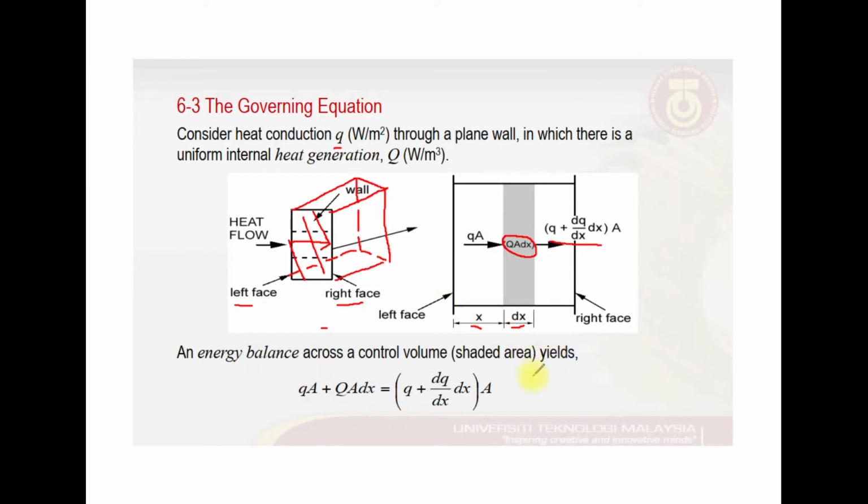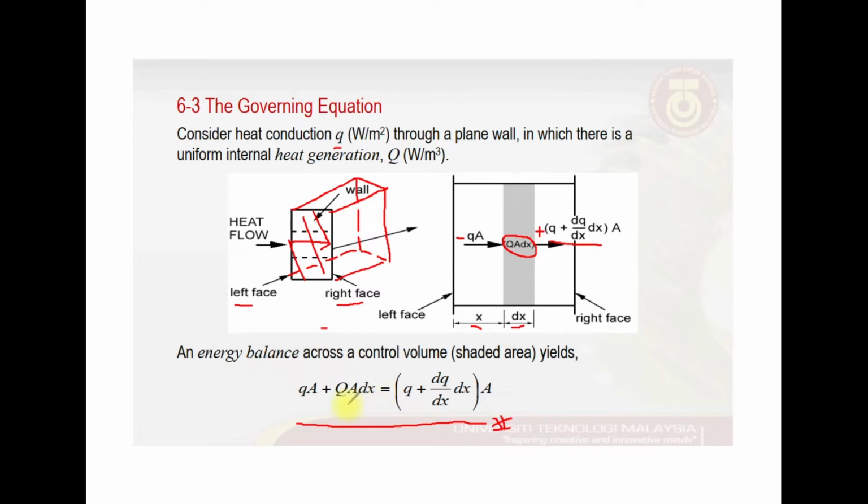Rearranging this equation, we can write the energy balance as the equation at the bottom of the slide, where the heat flowing into the control volume usually has a negative sign, and the heat leaving the control volume has a positive sign.